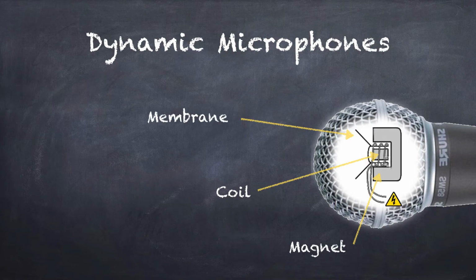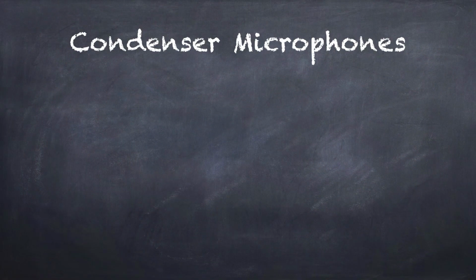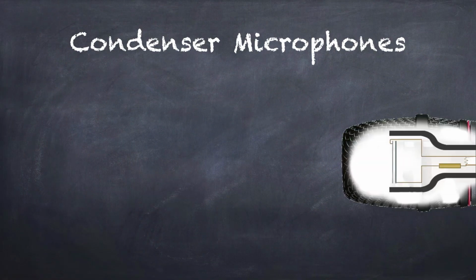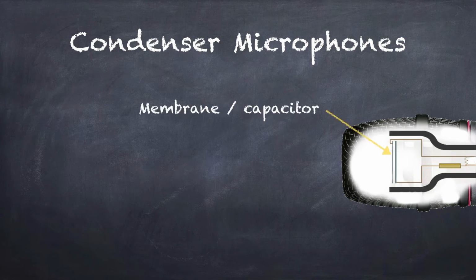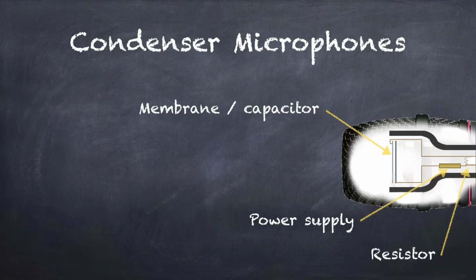The second type is the condenser microphone. It is also constituted by a membrane, but a capacitor replaces the coil and the magnet. For the electric circuit to work properly, we need a power supply and a resistor. This time around, the membrane is one part of the capacitor. By moving toward and away, it generates a voltage variation. It is this voltage variation that will allow us to record the sound.